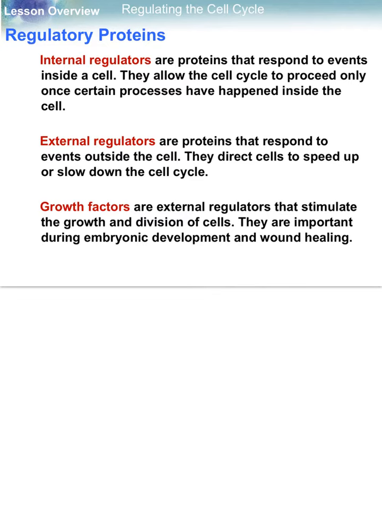External regulators are proteins that respond to events outside the cells. They direct cells to speed up or slow down in the cell cycle. An example of this would be, again, the broken bone. When the body detects the damage to the bone, then proteins are released that cause the cells around the damaged area to speed up their cell cycle, and the number of cells grows very quickly. One type of external regulator is a growth factor, and they stimulate the growth and division of cells. They are important during embryonic development and in wound healing.